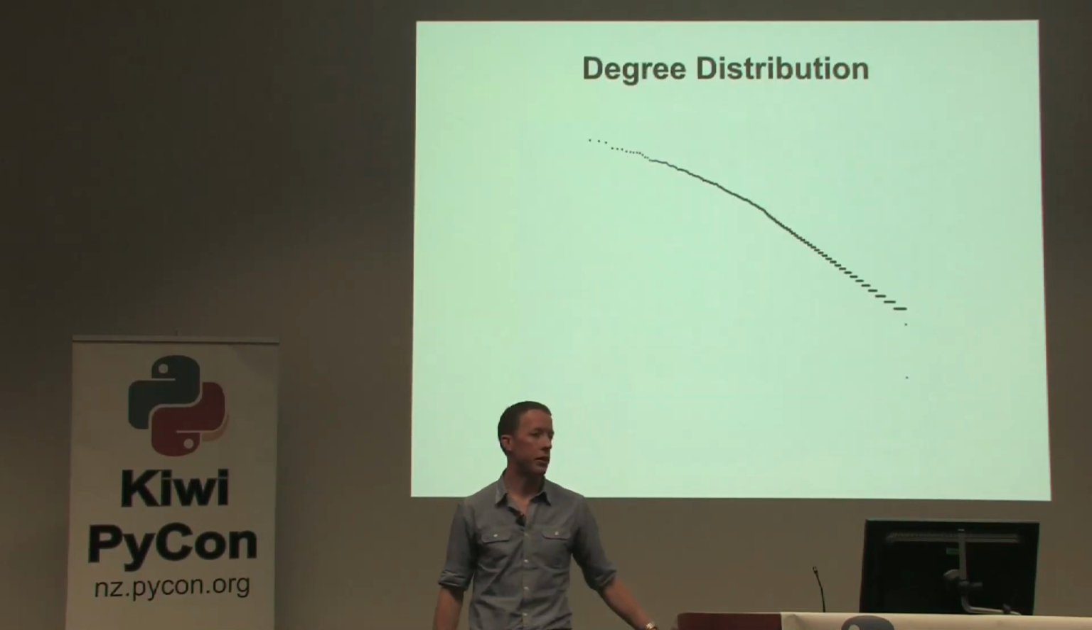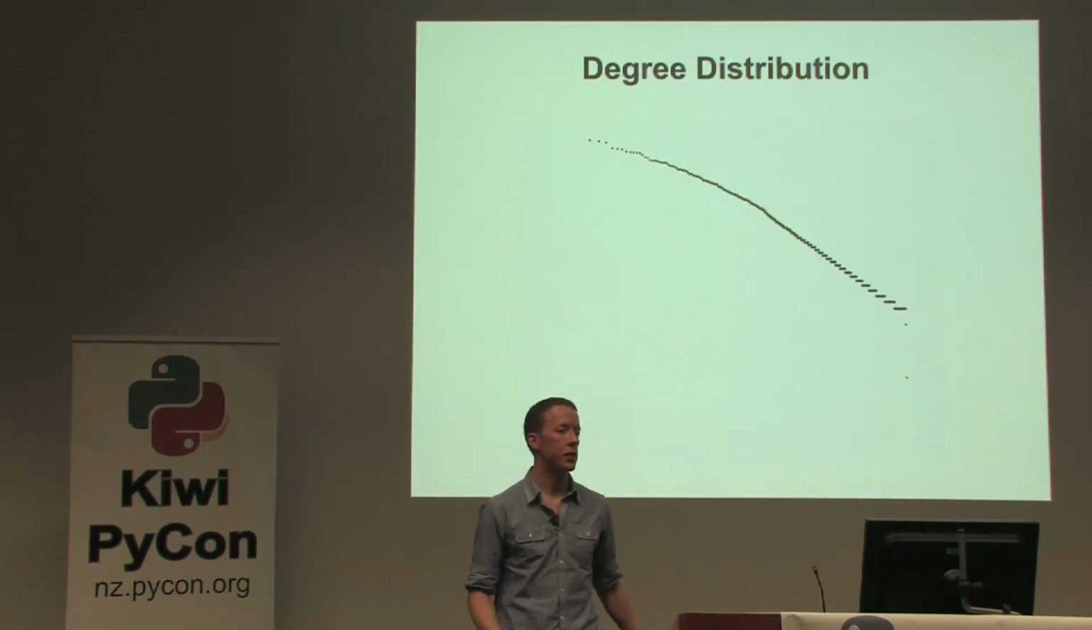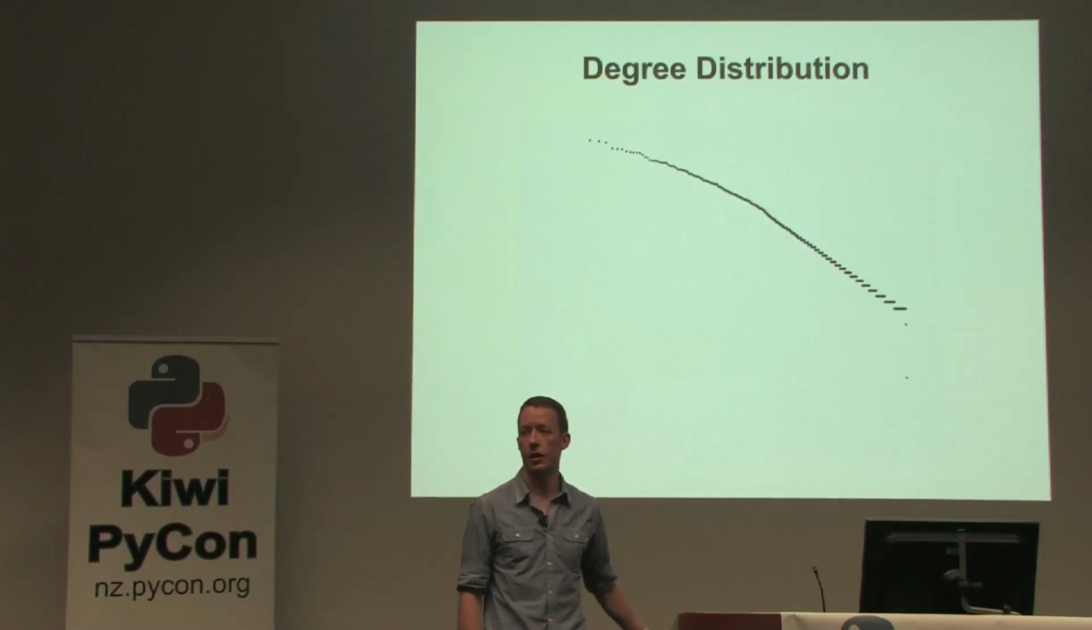This is the degree distribution of that graph. It's roughly power law, although I wouldn't like to claim it is exactly power law, which is a feature you'd expect from a social network or other real-world network data.